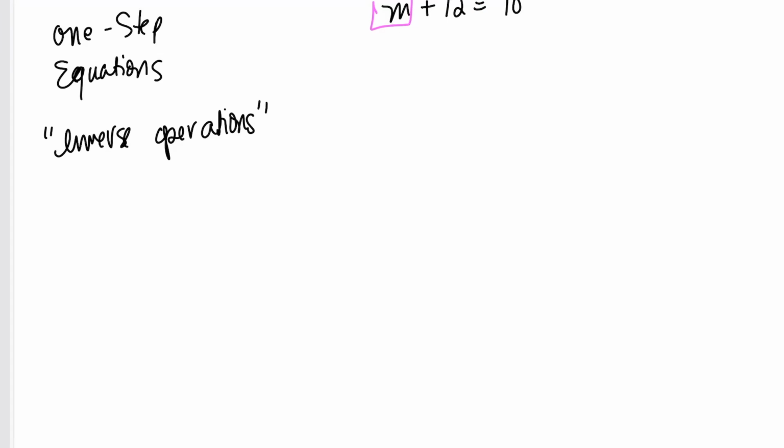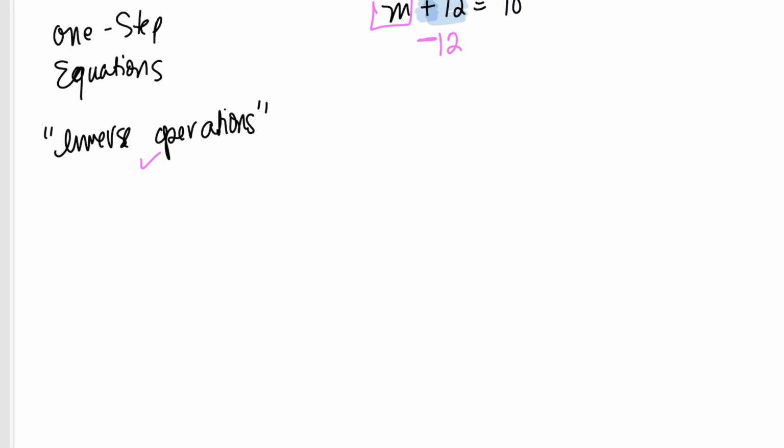Now, I'm going to isolate that m. I'm going to look at the two terms in this left expression and at the operation. These two terms are being added to each other, and I know that because of that plus sign. Now I need to get the m by itself. To do that, I look at this positive 12 and at its inverse operation. The inverse of positive 12 is negative 12.